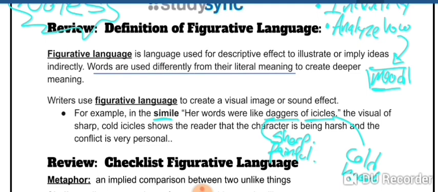Okay, so those are metaphors. Sorry, using like or as, that's a simile, not metaphors. But the point is to show the reader how perhaps angry she is, or how much conflict, and how personal she's getting. Okay.